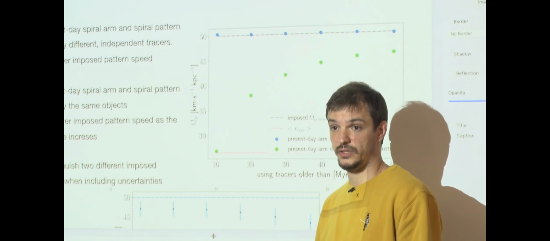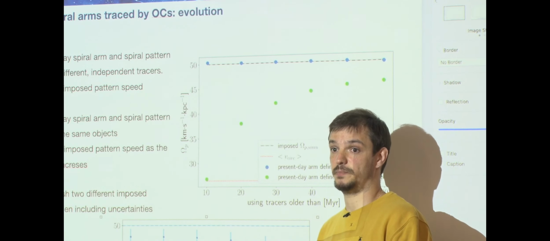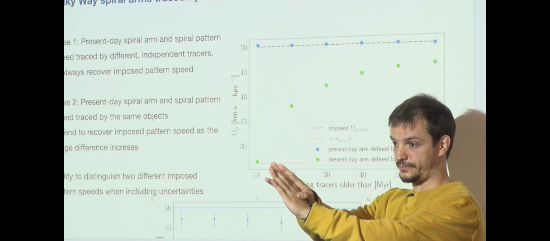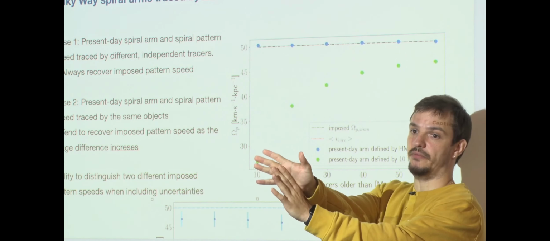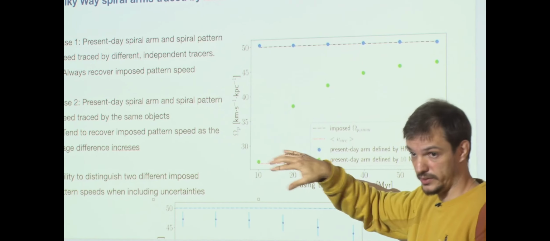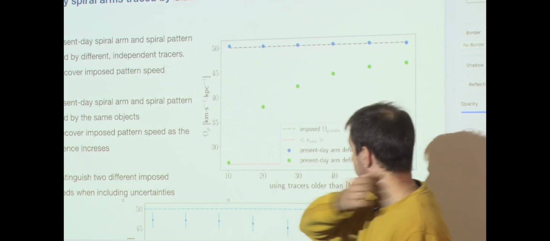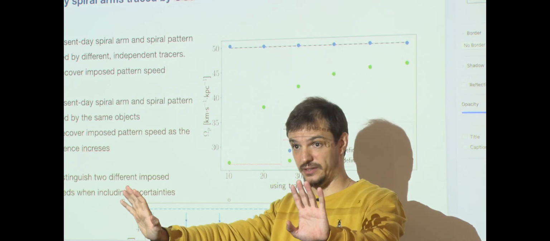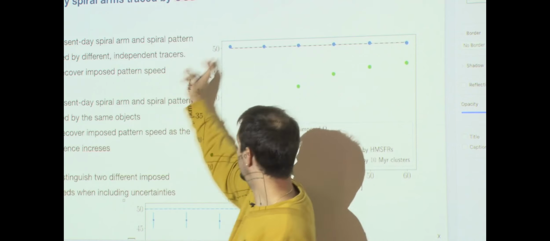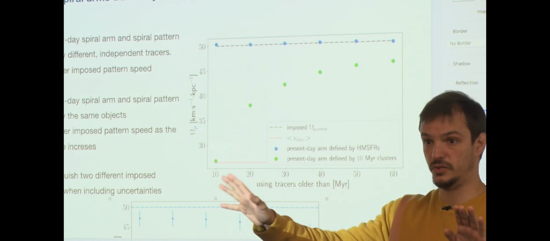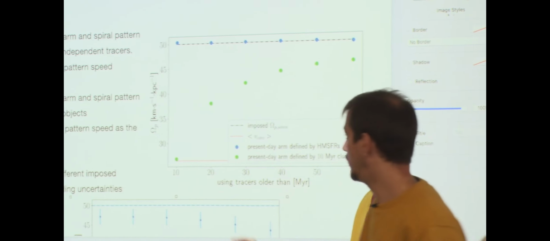we test two cases. The first case is, can we distinguish the pattern speed from the rotation curve? Because if you have the same objects, you integrate backwards and then you project the arm forward, then you're measuring the rotation curve, right? So we did that, with the setup of the toy simulation that I just explained. On the first case here, we trace the present day spiral arms and their evolution with different tracers, meaning in this case we have high mass star forming regions to trace the zero age spiral arm, which are very young structures, and then we use clusters of different ages to trace their evolution. We can always recover the pattern speed.